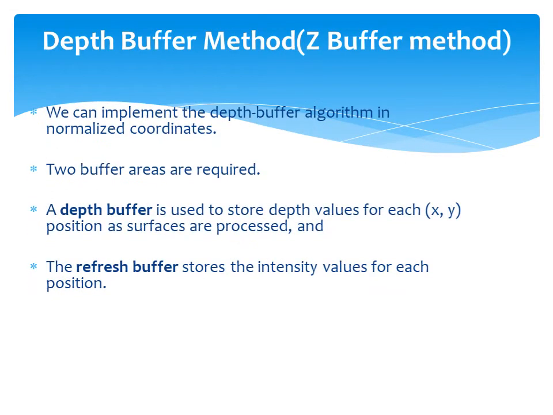The depth buffer algorithm can be implemented in normalized coordinates and it requires two buffer areas. One is the depth buffer and the other is the refresh buffer. A depth buffer is used to store depth values for each xy position in the surface. That is, the depth value refers to the z-axis value. The refresh buffer stores the intensity value for each position. Intensity refers to the numerical value for the pixel.